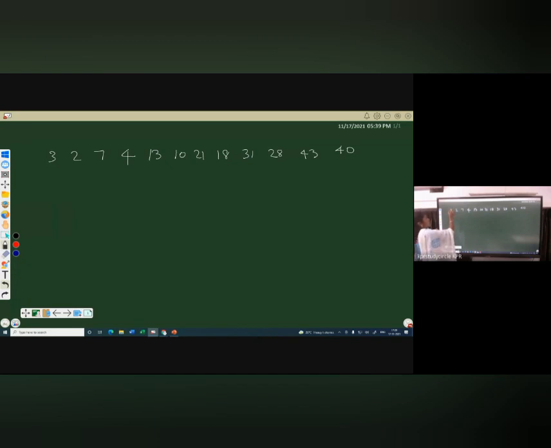First, let me check the odd terms. 3 plus 4 is 7. 7 plus 6 is 13. 13 plus 8 is 21. 21 plus 10 is 31. 31 plus 12 is 43. So the pattern is plus 4, 6, 8, 10, 12.